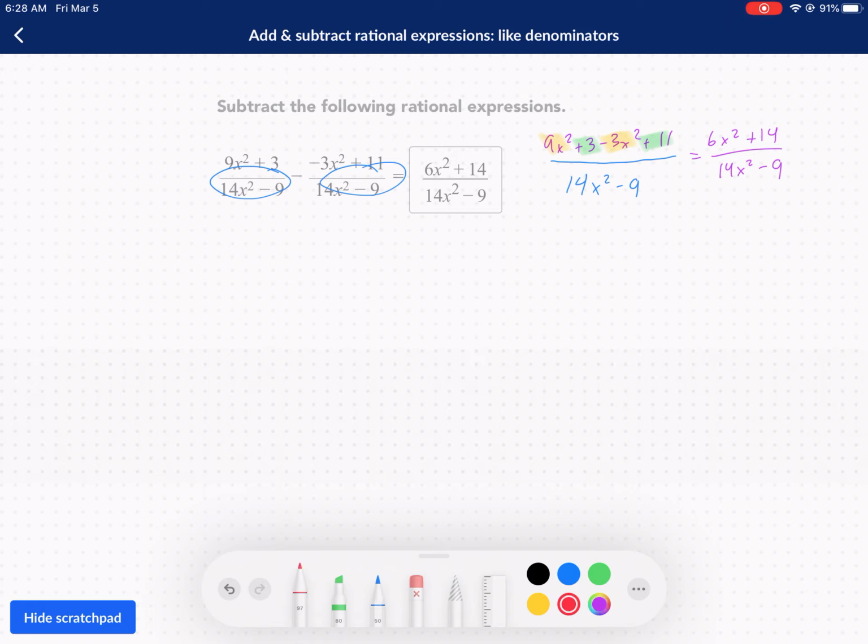So sometimes that's the case. Sometimes Khan Academy is a little picky. So let's factor out a 2 in the top. So we're going to get 3x squared plus 7 in the top. And in the bottom, there's still nothing we can factor. 14 is not a perfect square. I'm a little stuck here. 14x squared minus 9. Is that what it wants? 14x squared minus 9. Just double checking here.